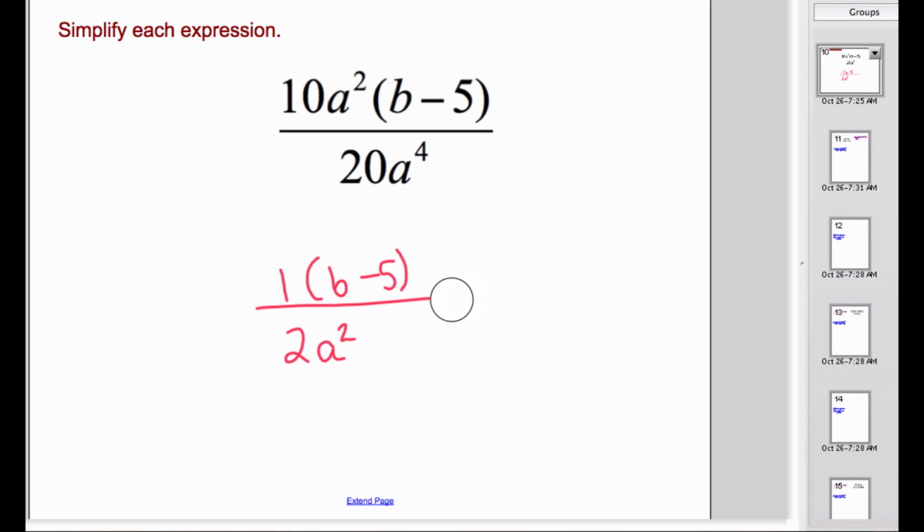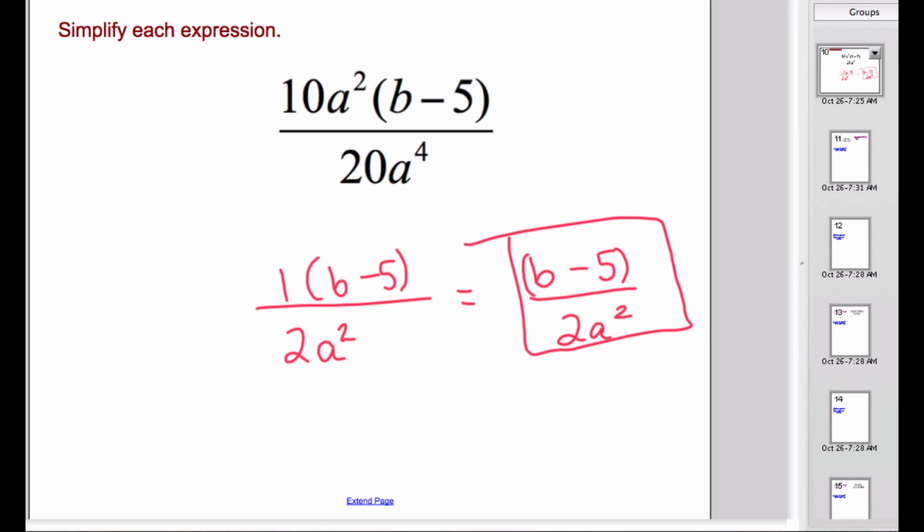Now a better way to write that maybe would be not to put the coefficient of 1 since we know it's understood. So we can say b minus 5. And since it's the only thing, we can leave it out of the brackets or we could put them back in. Either way is okay. Over 2a to the second.